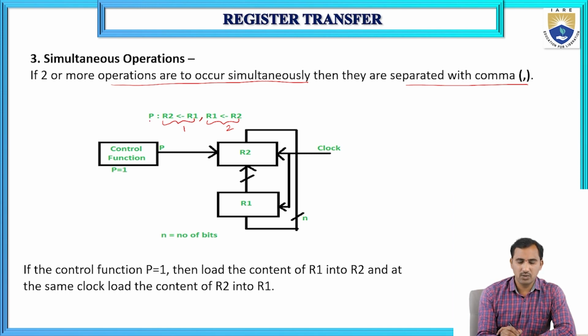So if P is equal to 1, then the contents of the R1 register will be transferred to R2. Similarly, the contents of R2 will be transferred to R1. We can see that with a block diagram, with a control function, R2, R1. So R2 content will be transferred to R1 and R1 content will be transferred to R2.